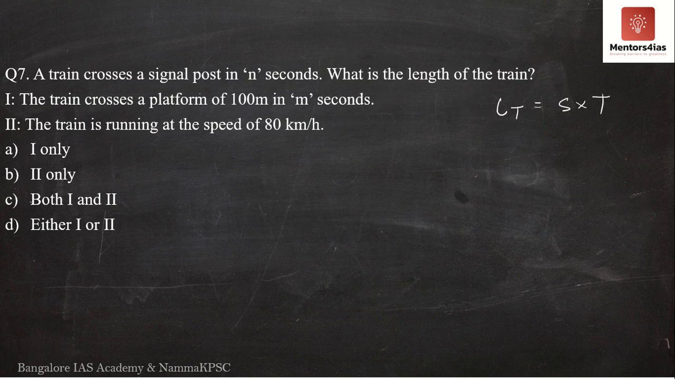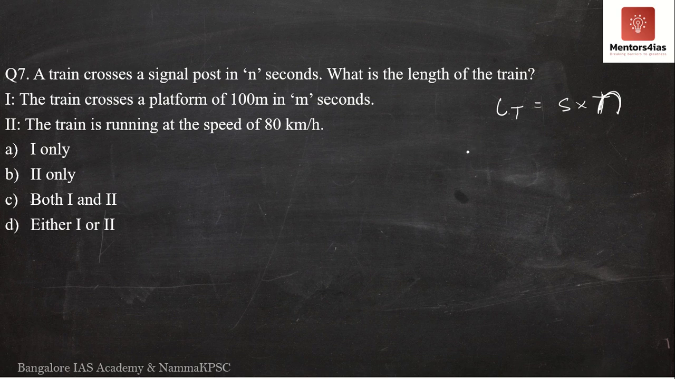So this is the seventh. So here, yes, length of the train, that is distance, is equal to speed into time. Okay. So what is the length of the train? The first statement says the train crosses a platform of 100 meters in m seconds. So here, from this particular question, length of the train is what? You see, LT is equal to speed of the train into n seconds. Now, n seconds means it is some seconds. We should be able to determine it.